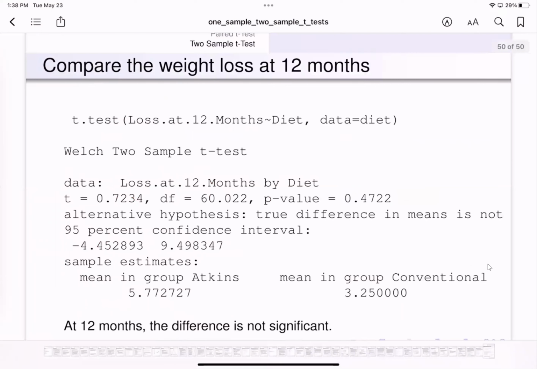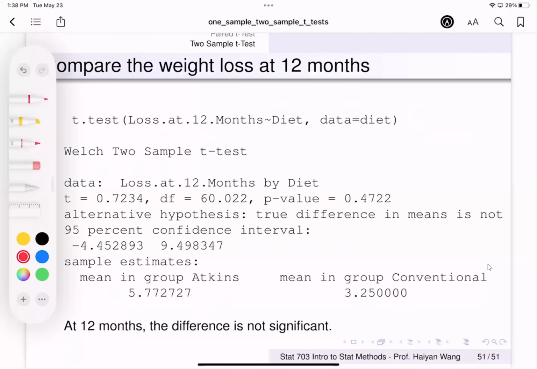Compare the weight loss at 12 months. So they also have another column that gives the weight loss at 12 months. So if we want to do the comparison here, this time we do 12 months. For this one, I did not do the alternative, and in this case, actually the p-value is big. If you look at this output, this is 0.47. That means considering the two tails together, the probability is almost 50%. So if you do a one-sided test, it will be that divided by 2. So still about 24% of probability on one tail.